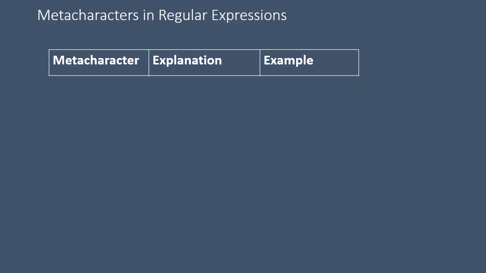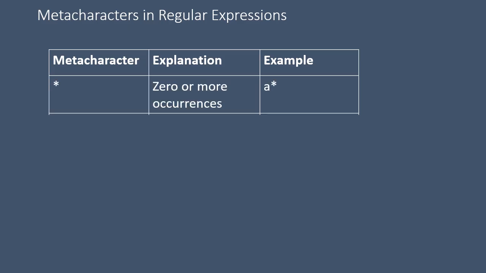Now, meta characters help us to produce this shorthand. So let's have a look at a few of these. Not going to show you all of them, but the ones that are perhaps most useful. The first one here is the meta character star. What this means is 0 or more occurrences of the character in front. So in this example, it would mean 0 or more occurrences of A.